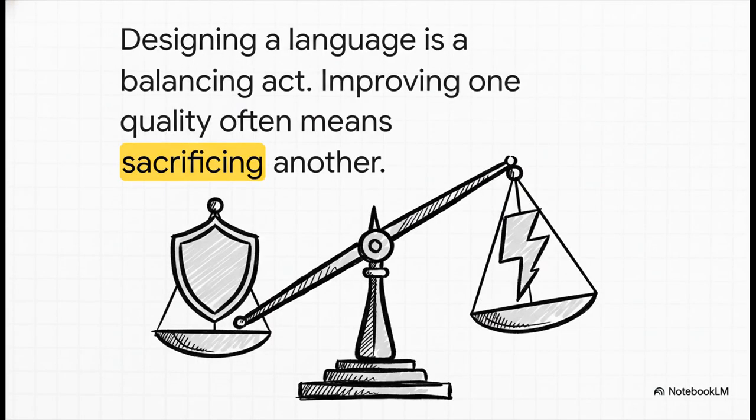And all that pressure leads to one of the most important truths in all of software engineering. Every design is a trade-off. You just can't have everything. It's a constant balancing act. If you make a language super safe and reliable, you might have to give up some raw speed. If you make it incredibly fast, you might sacrifice some readability. It's all about making choices.